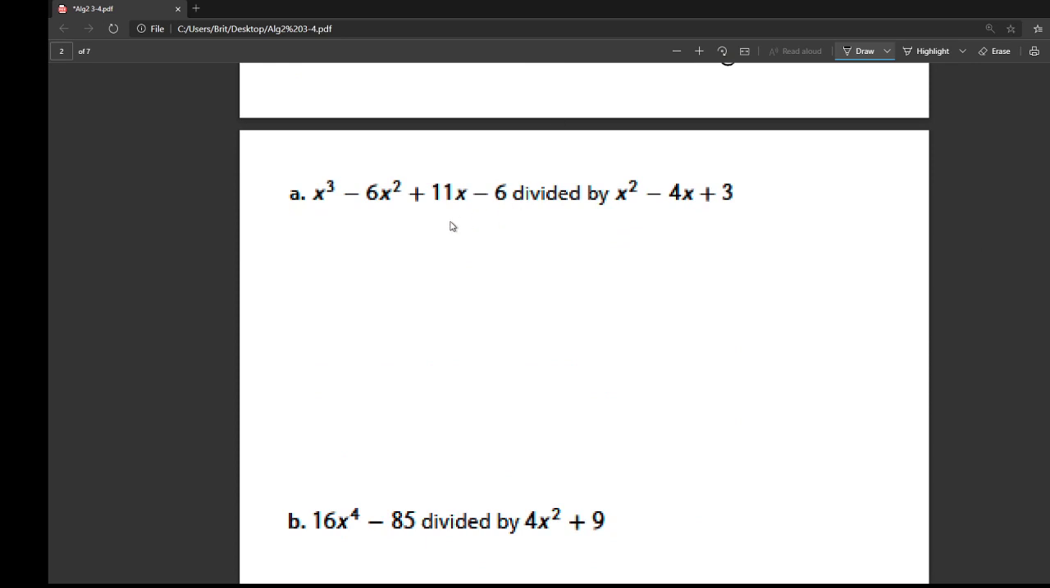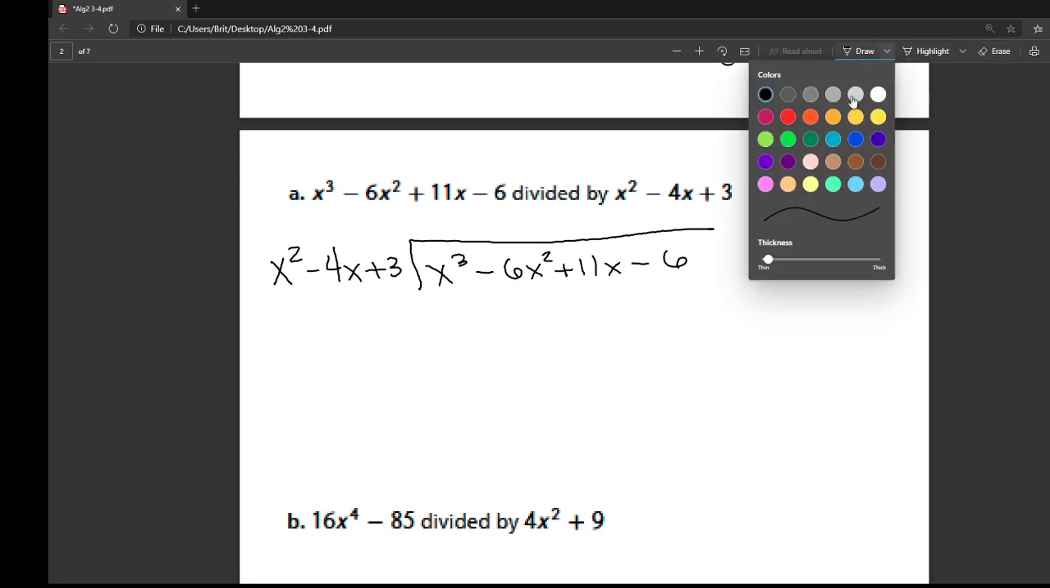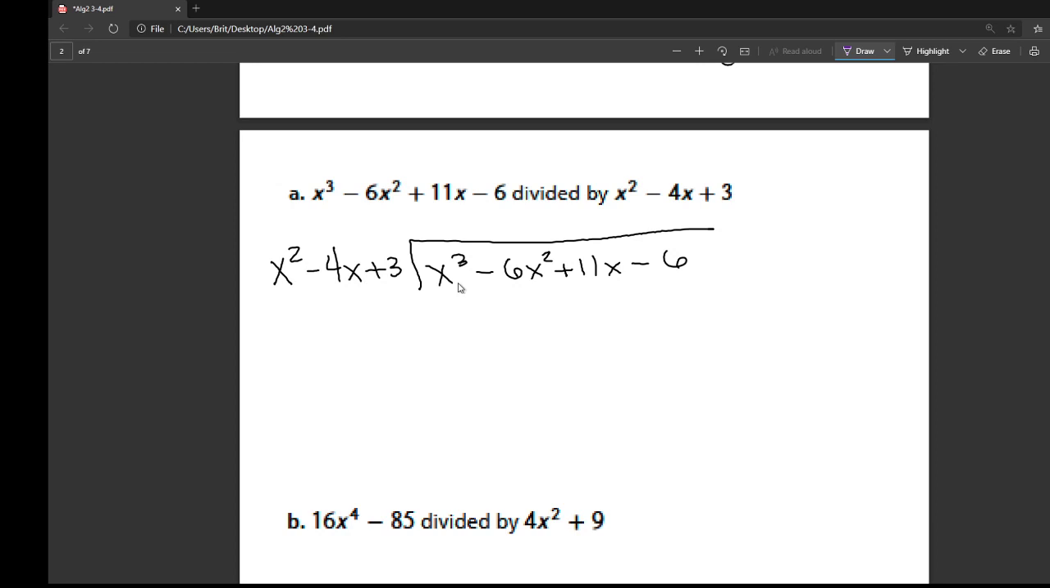Alright, so let's try another one. So this time I'm dividing by x squared minus 4x plus 3. Oops, it's a minus 6. It's a big deal. Make sure you copy things correctly. Okay. So to go from x squared to x cubed, I just need an x, right? So x times x squared is x cubed. X times negative 4x is negative 4x squared. And then we'll have a plus 3x there.